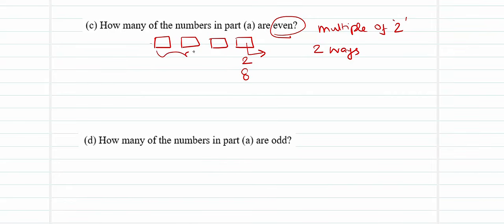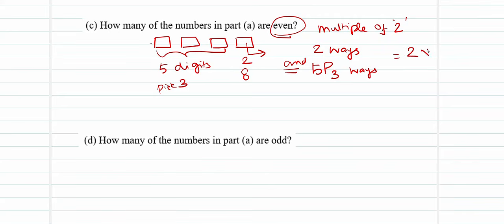And now for filling the first 3 elements, out of the 6 digits, 1 digit has been used. So I have 5 digits left, out of which I need to pick 3. That can be done in 5P3 ways. So totally the last digit can be fixed in 2 ways and the first 3 digits can be fixed in 5P3 ways. You have an 'and', which means the final answer is 2 into 5P3.